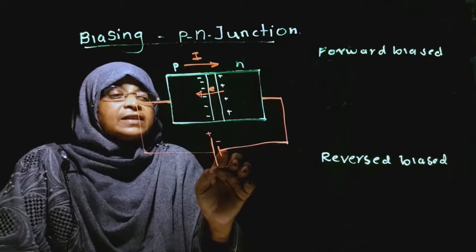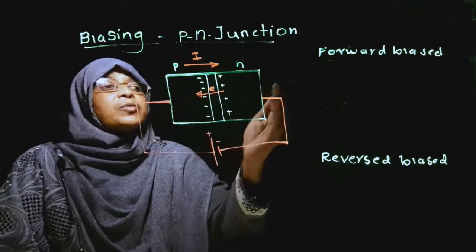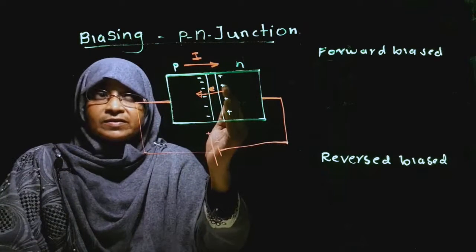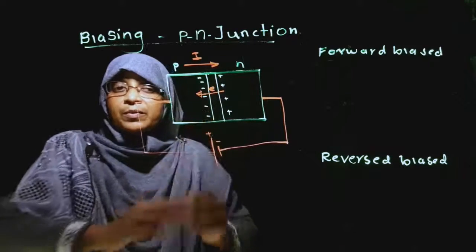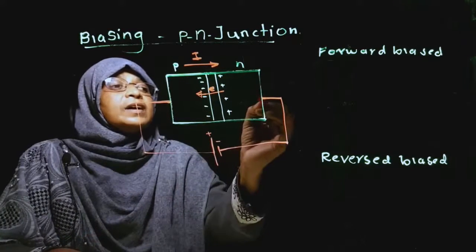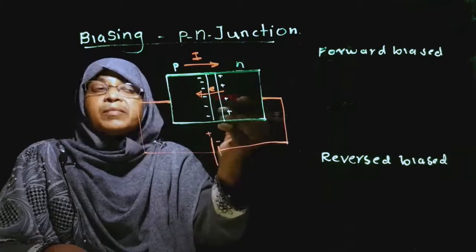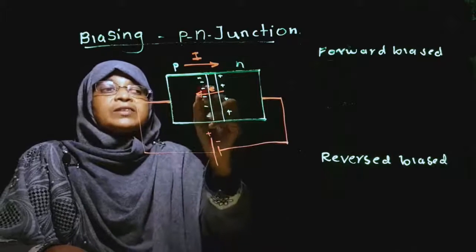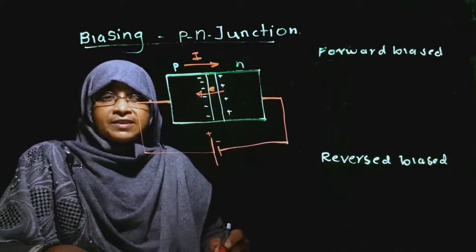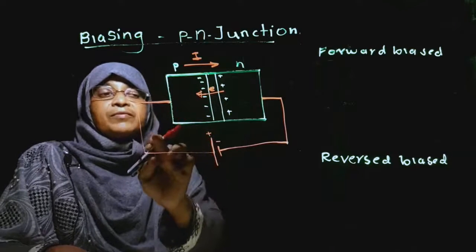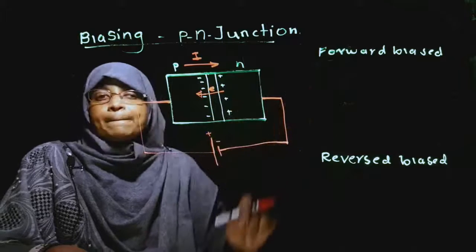When these electrons in the cell push these electrons, the depletion area becomes narrow. So the high negative potential overcomes this barrier. So electrons flow, current also flows in the opposite direction. This type of connecting the cell is called forward biasing.